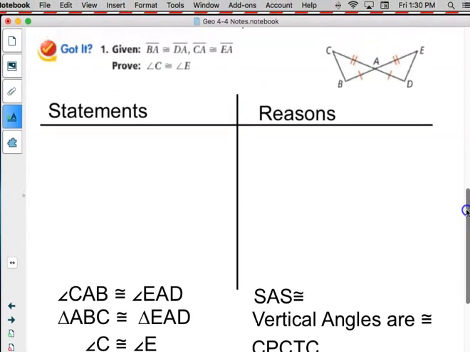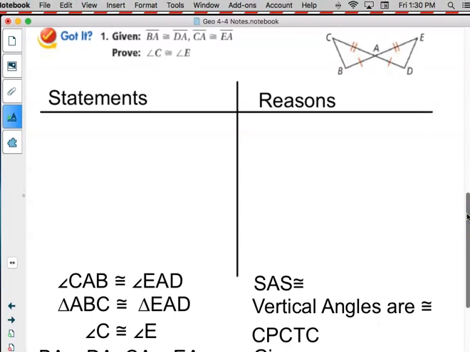Let's get this whole thing in the picture here. Oh, there it is. I got my given, I got segment BA congruent to segment DA. And BA and DA are marked. CA and EA are marked.